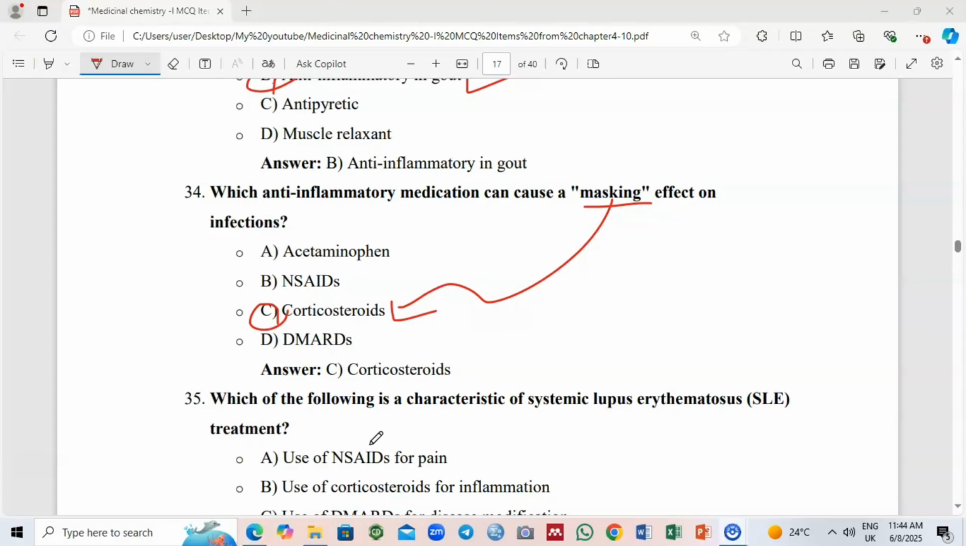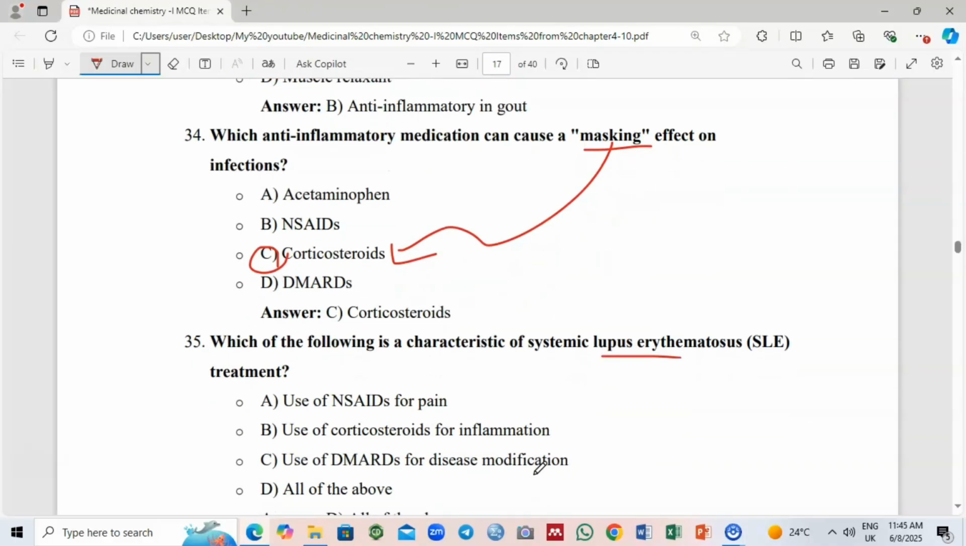Question number 35 says, which of the following is a characteristic of systemic lupus erythematosus or SLE treatment? A. Used as an NSAID for pain. B. Used as corticosteroid for inflammation. C. Used methotrexate for disease modification. D. All of the above.